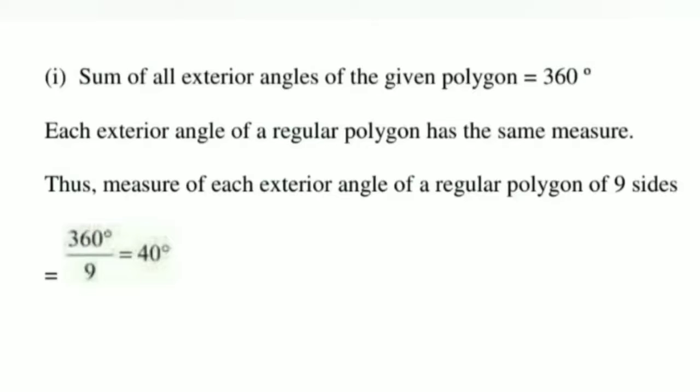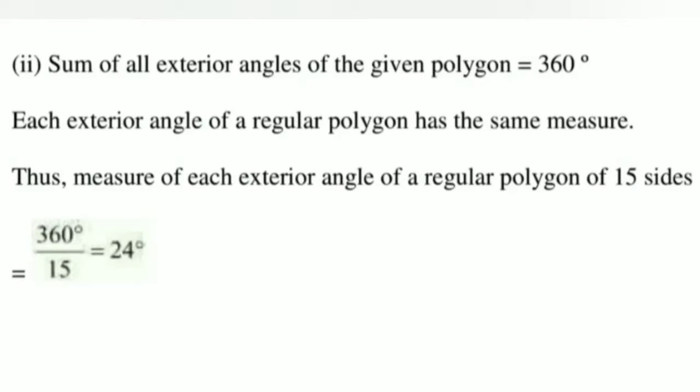Okay. Same as second one. Here it is given 15 sides. So what will come? 360 degree upon 15. It means 24 degree. So measure of each exterior angle is what? It is 24 degree. See the next question number 3.